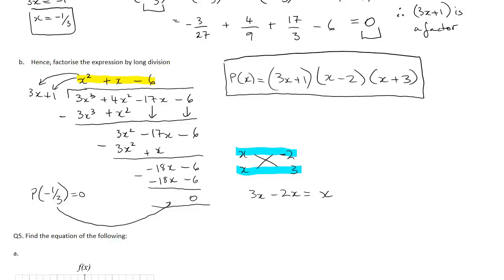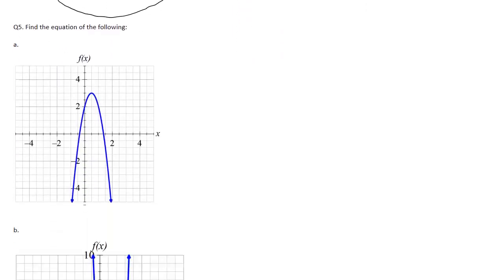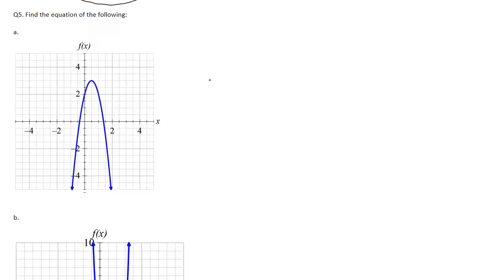Then you might be asked to sketch it, but for this question you're not. Question 5 asks you to find the equation of the following. This is a parabola, which seems to cut through this point and also this point here. The turning point seems to be at the coordinates 1 and 3, 1 for x and 3 for y. And then the y-intercept from that graph looks like it's 0 and 2.